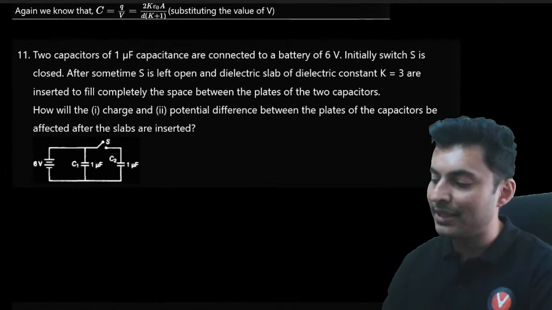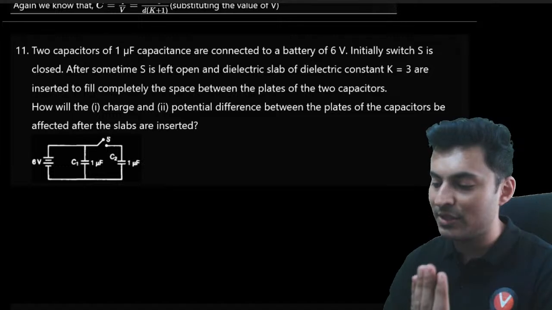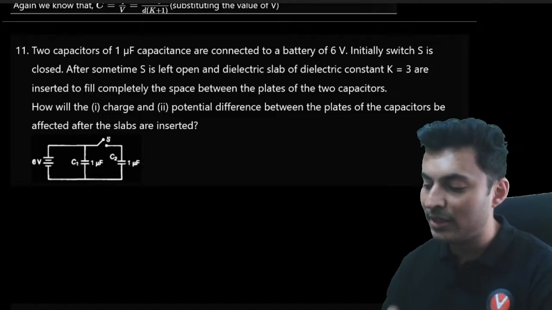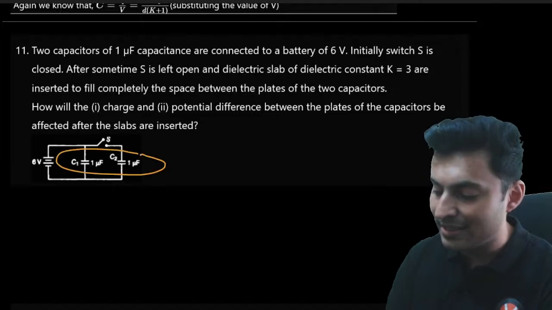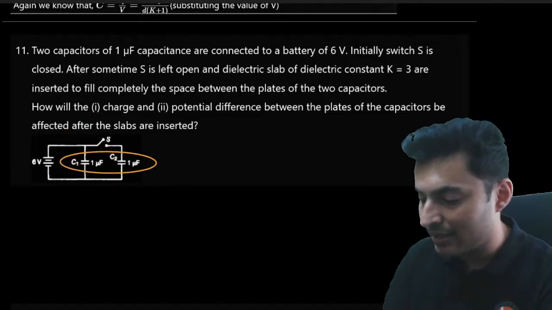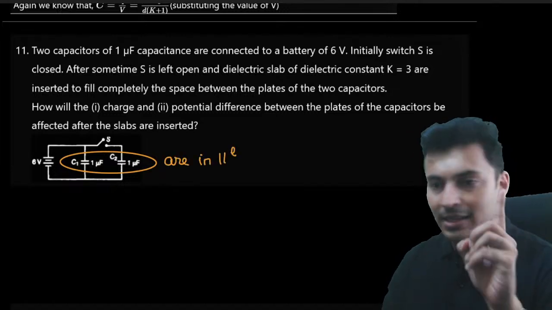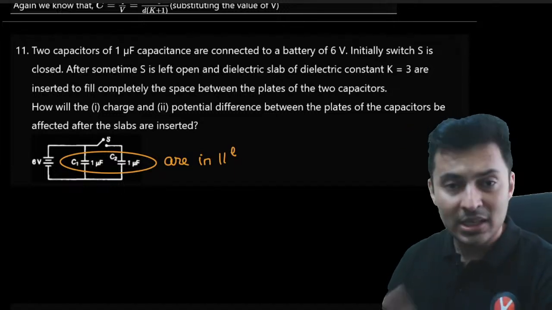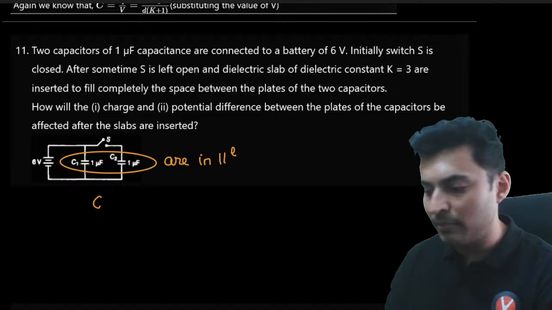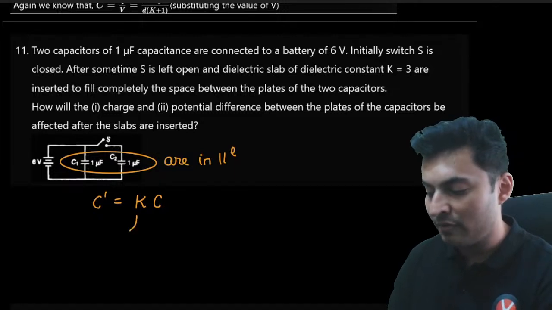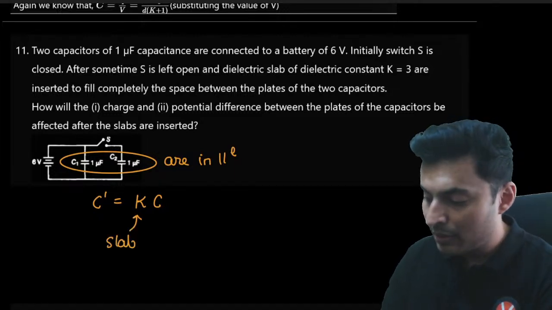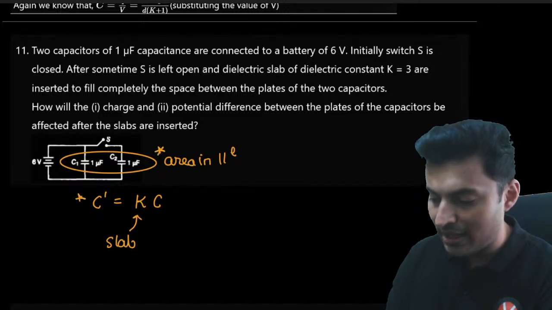So the two capacitors, initially the switch is closed. After some time, the switch is open and a dielectric slab is inserted to fill the space between them. How will the charge and potential difference between the plates be affected after the slabs are inserted? Remember, the key idea is these two capacitors are in parallel. That is the first key idea. The second idea is that when a slab is inserted, the new capacitance is always K times the old capacitance. These are the two major concepts which you will have to use.